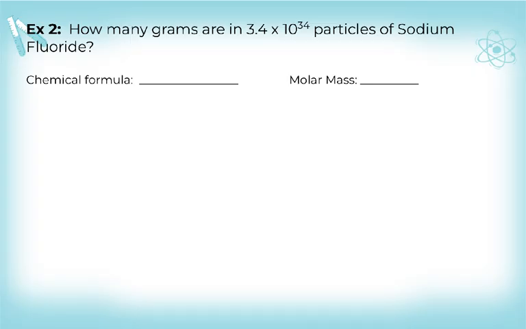All right, let's do another example. This one now, how many grams, so we're looking for grams, are in 3.4 times 10 to the 34th particles of sodium fluoride? So that's my given. Now we're going to go the other direction. We're starting with particles and we're ending with grams. And I know anytime I have grams, I'm going to need my molar mass. So I need to find my chemical formula.